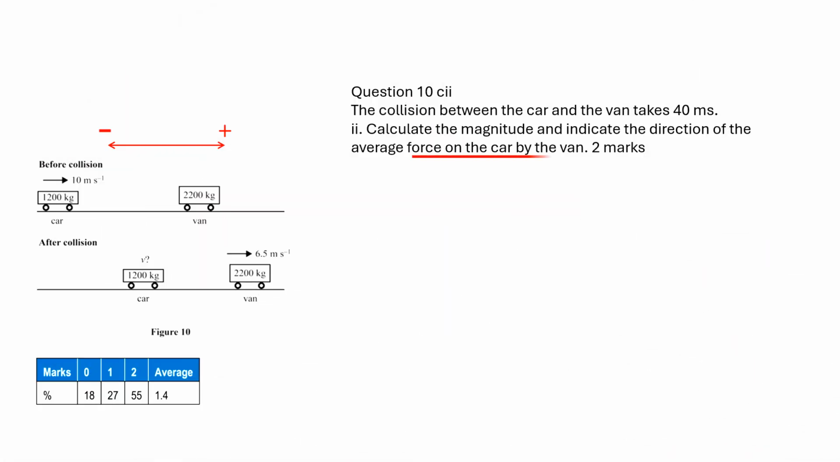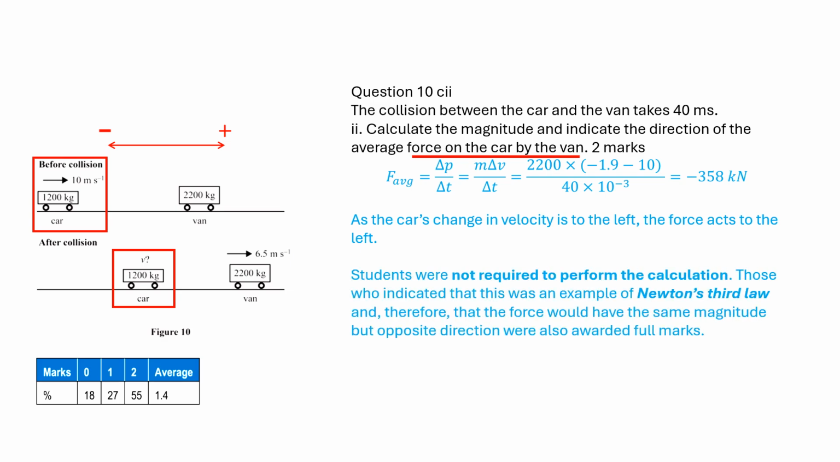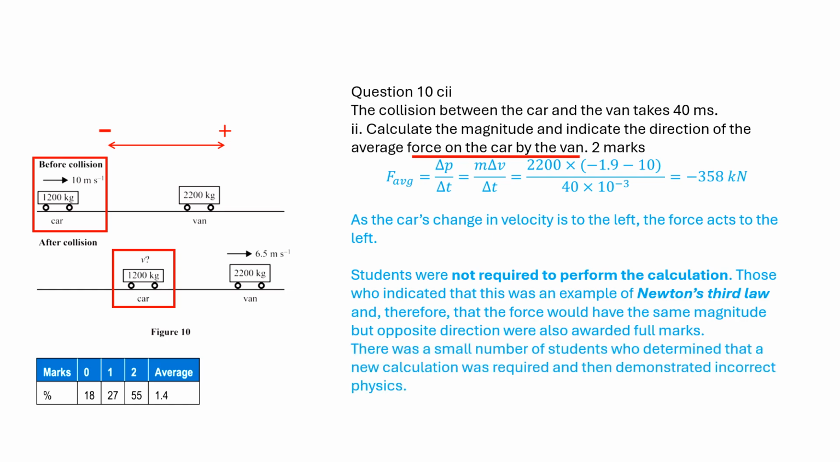The magnitude and direction of the force on the car by the van are asked. Using the impulse-momentum equation, we calculate the average force on the car. This value is negative, so the force directs left. However, a new calculation is not necessary. It is full marks if students apply Newton's third law and indicate that the force has the same magnitude but in opposite directions.